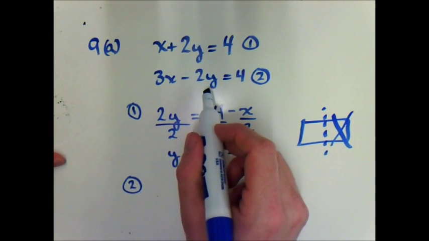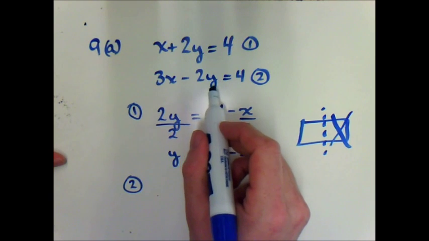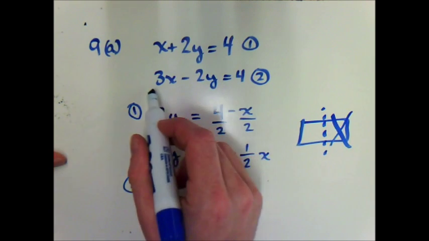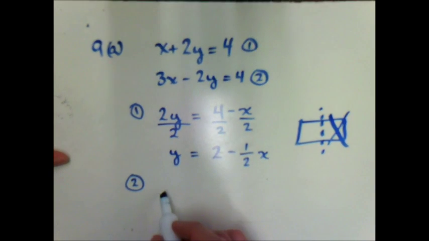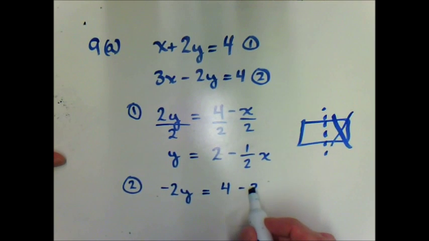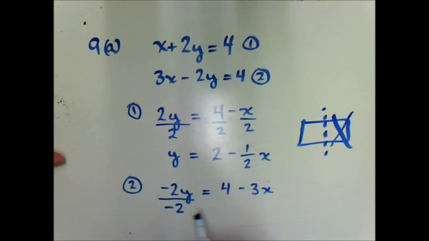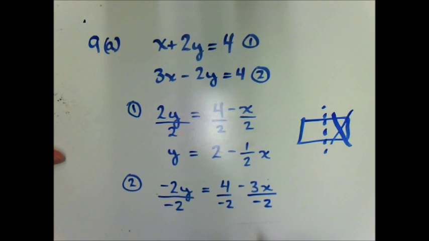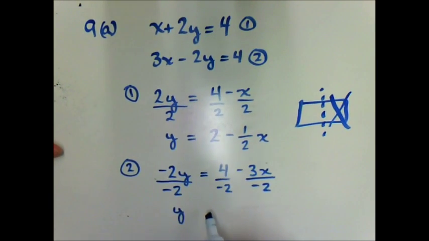Again, we're going to get y by itself. So we'll just subtract 3x from both sides. So we'll be left with negative 2y, don't forget about that minus sign, equals 4 minus 3x. Now I'm going to divide all the terms by negative 2. So here we're left with y, right? Negative 2 divided by negative 2 is 1, leaves us with 1y. 4 divided by negative 2 becomes negative 2.